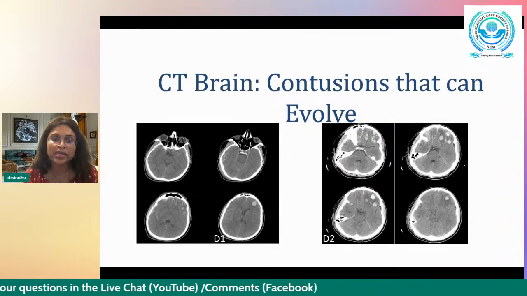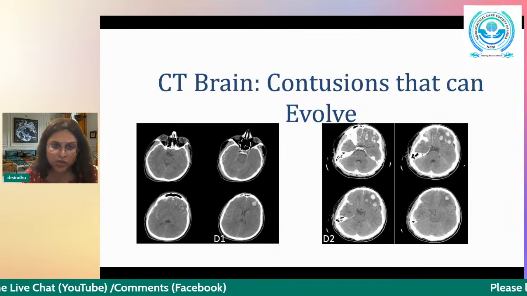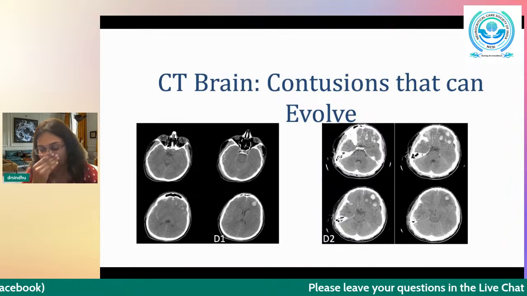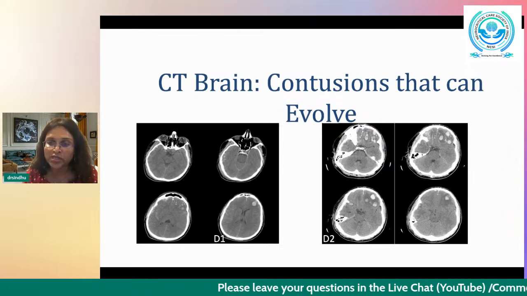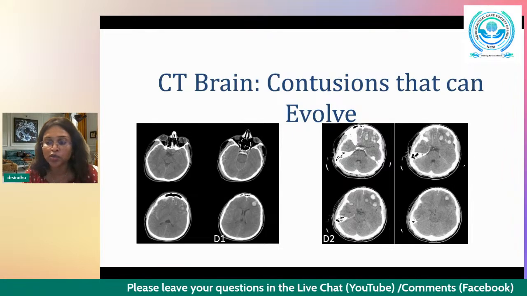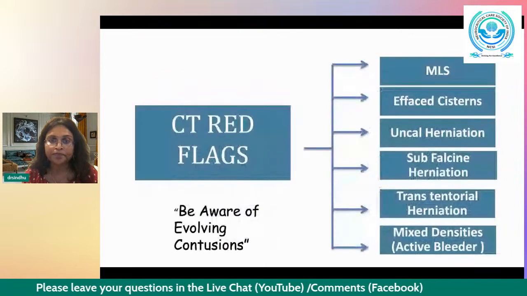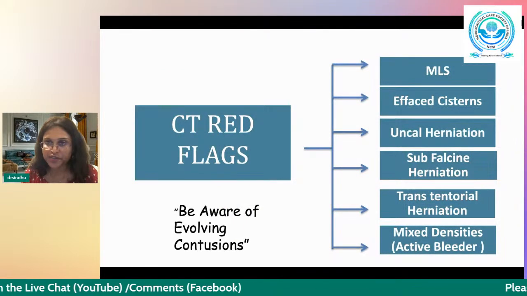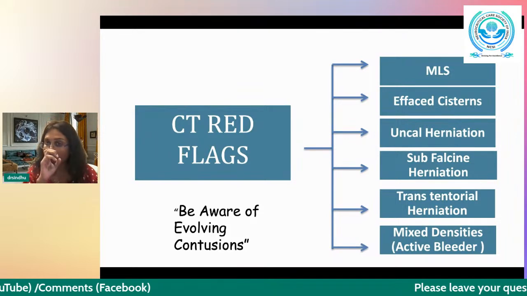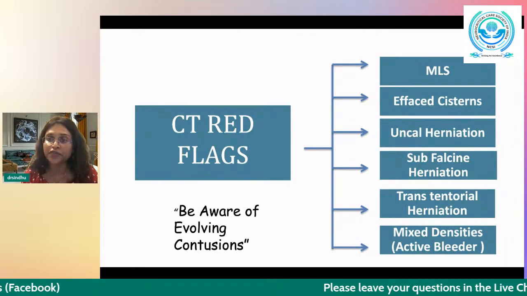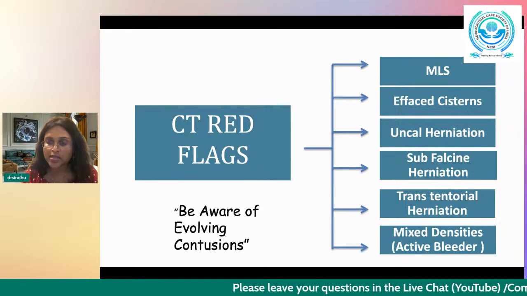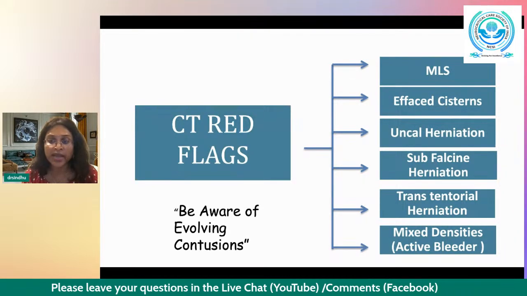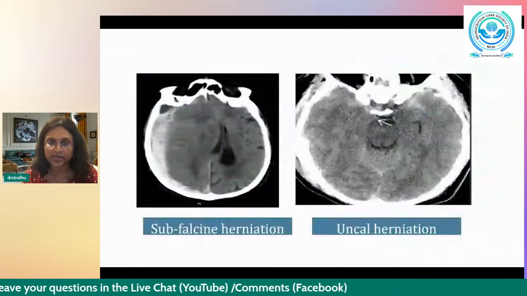Like you can see in this case, on the left side, there's only a small contusion, but on day 2 when we did the repeat CT, there are contusions even on the opposite side, and the present contusion has also evolved and become bigger. So what are the CT red flags? Midline shift more than 5 millimeters, or just a midline shift at all, and then effaced cisterns, uncal herniation, subfalcine herniation, transtentorial herniation, and mixed densities mean an active bleeder. All these are the red flags.